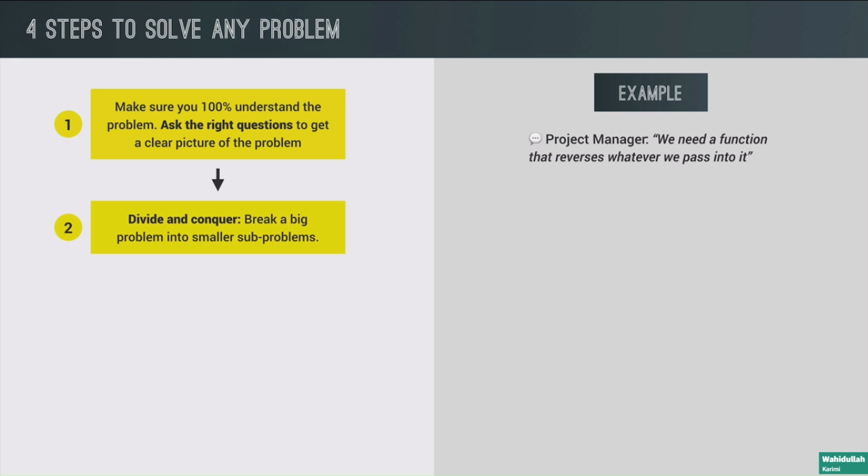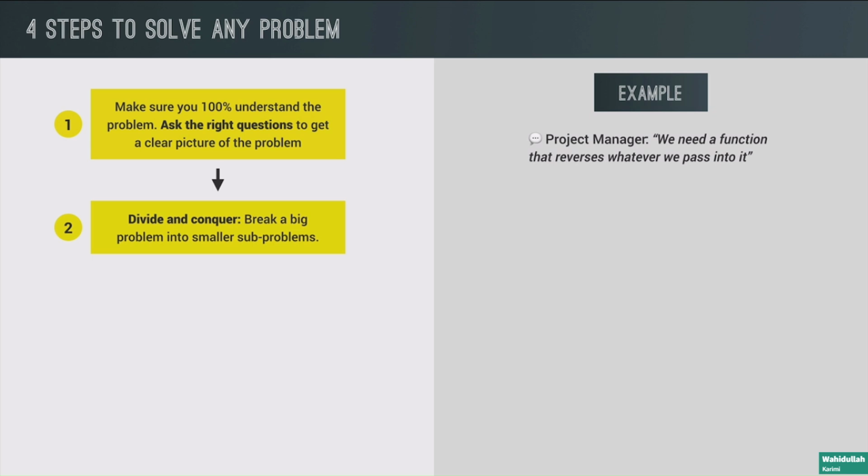Divide and conquer means to break up the big problem into as many small problems as possible, because these small problems are then a lot easier to solve. And this also ties in with the previous step, because by dividing the problem into subproblems, you also take the big problem apart until you understand it exactly.